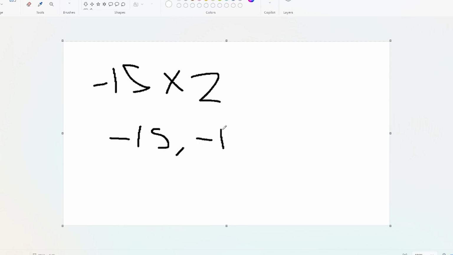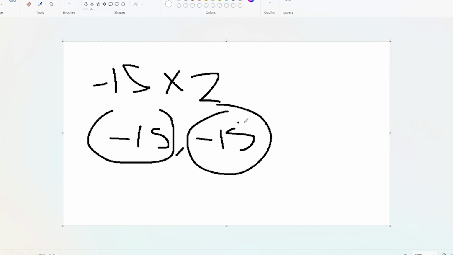All right. Negative 15 times 2. This will just be negative 15 and negative 15. There are 2 negative 15s in existence. Unless, however, when you get into the more advanced parts of this, you realize that these are non-existent, but that's a whole other thing.